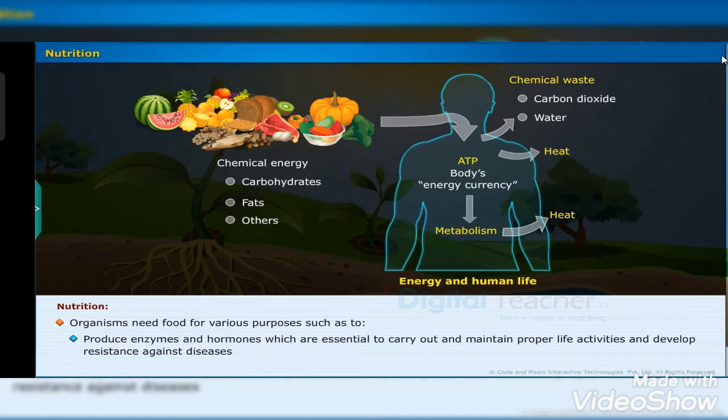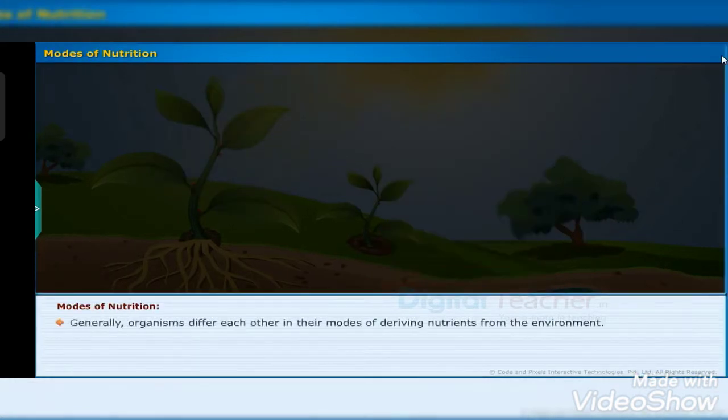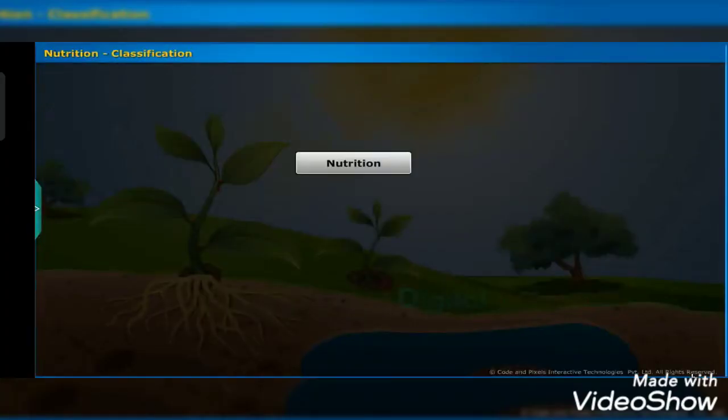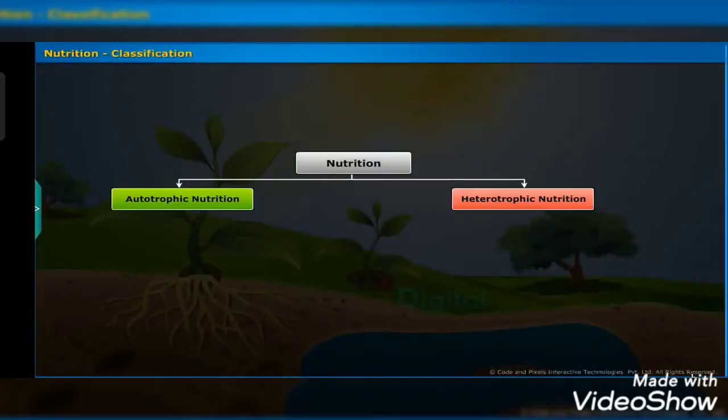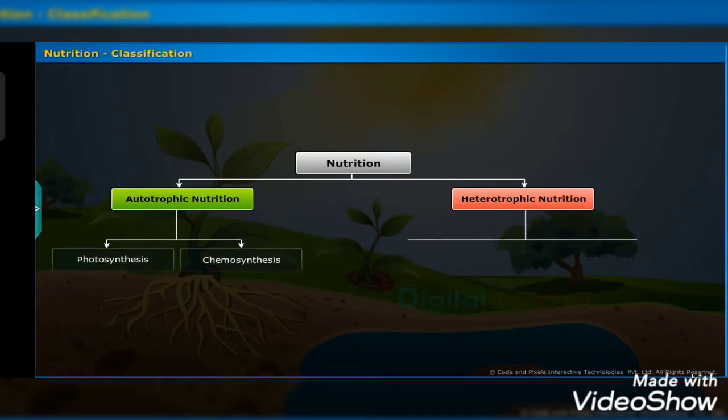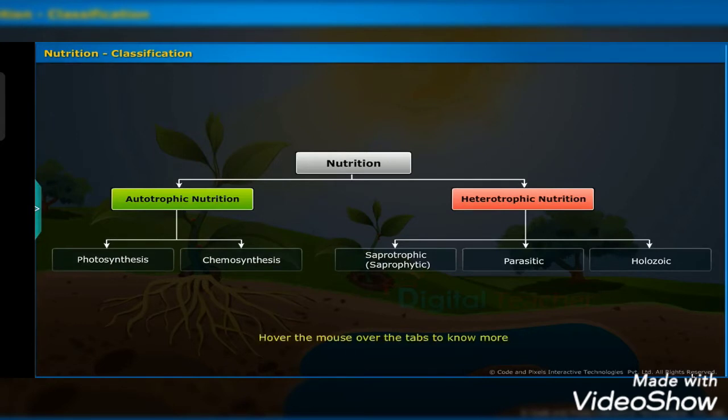Now, let us learn about the classification of different types of nutrition found in organisms. Generally, the classification of nutrition is shown on the screen. Hover the mouse over the tabs to know more about their process. Now, let us learn about modes of nutrition.